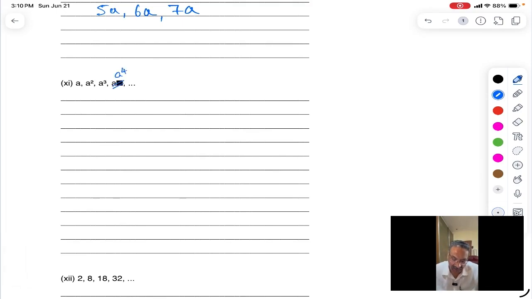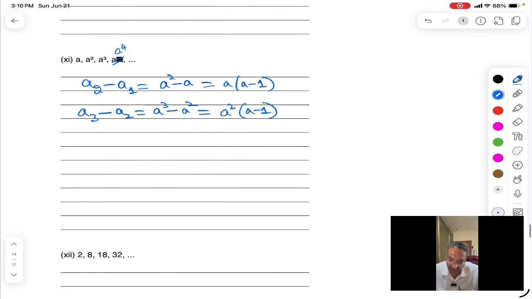Here, okay, this is A to the power of 4. So here let's find the common difference. A2 minus A1 is equal to A square minus A is equal to A into A minus 1. A3 minus A2 is equal to A cube minus A square is equal to A square into A minus 1.